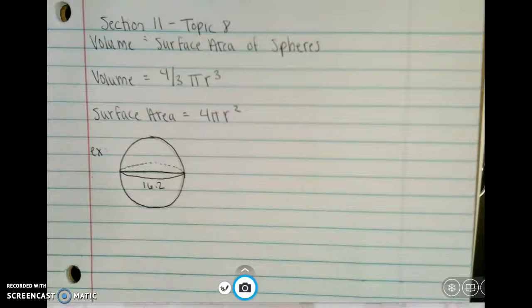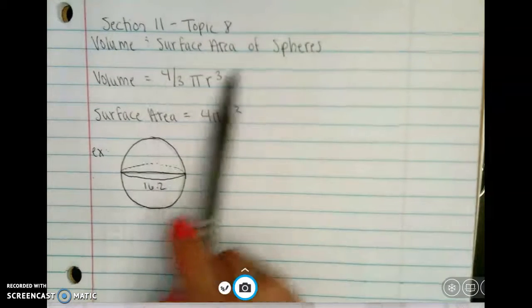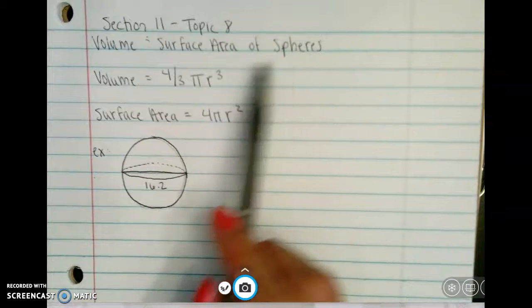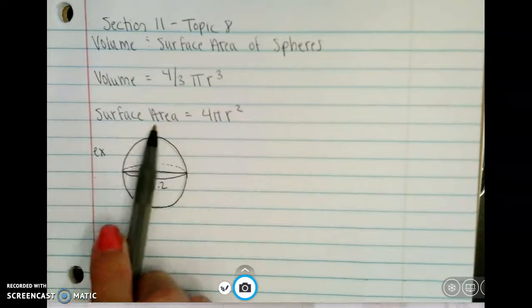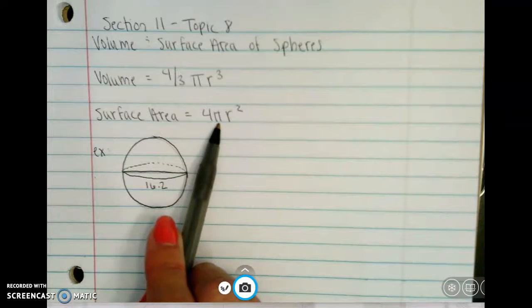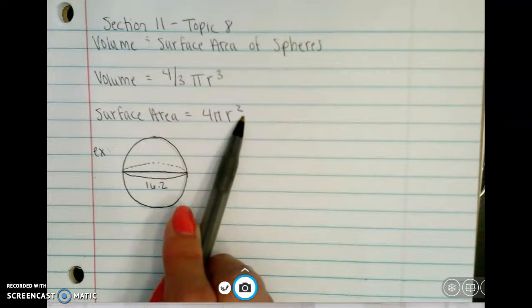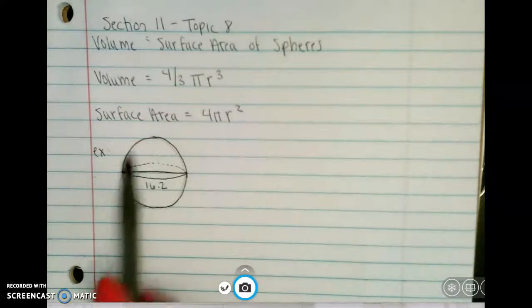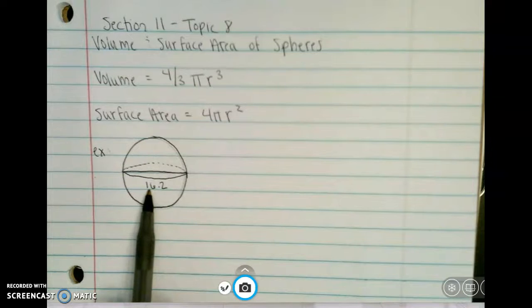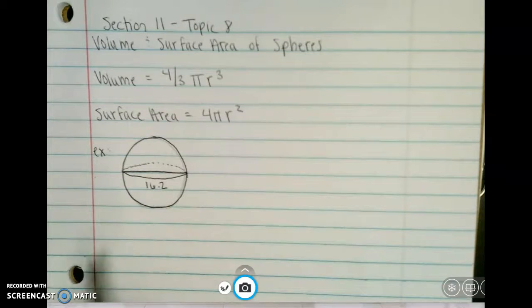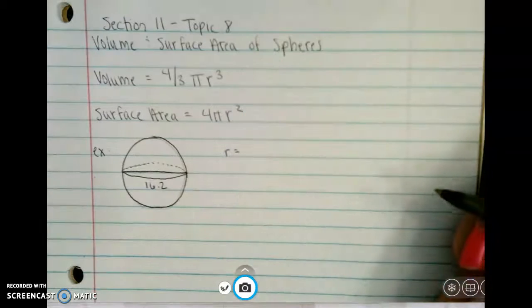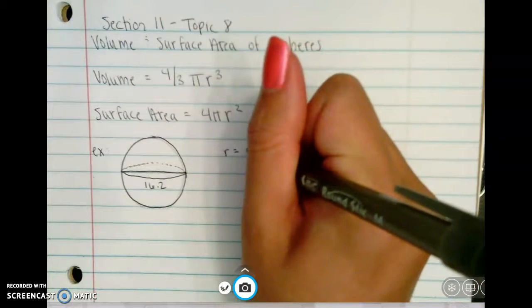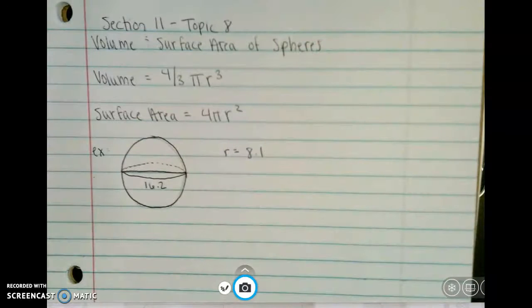In section 11, topic 8, we're looking at the volume and surface area of spheres. So the volume equation is 4/3 pi r cubed, and the surface area equation is 4 times pi times the radius squared. In this example, I have a sphere with the diameter as 16.2. If I know the diameter is 16.2, the radius is going to be half of that. So the radius that we're going to use is 8.1.